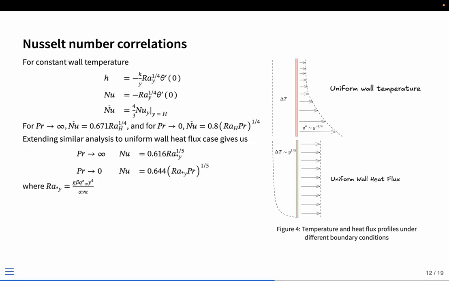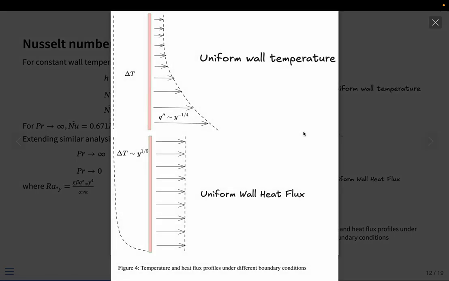The heat flux case is also very similar. The major difference between these two that you would see is that when you have a uniform wall temperature, T is constant, but then your heat flux will actually vary like this.